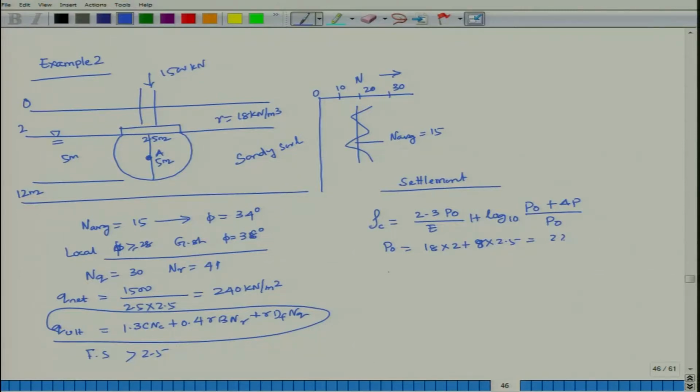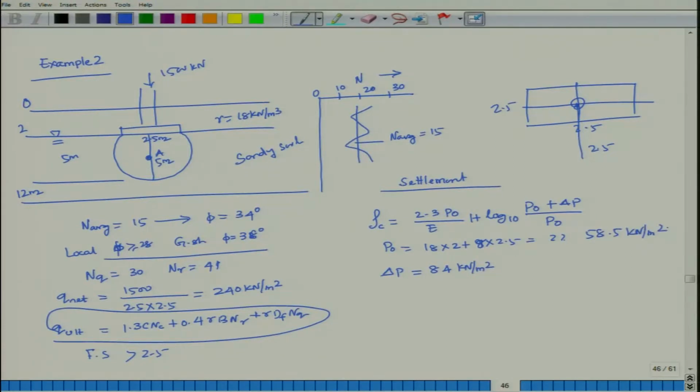Now, calculate your delta P. Delta P again, same thing you can calculate. This is 2.5 and this is your 2.5 at the center. So put it, so it becomes a corner at a depth of 2.5, and the depth is also 2.5. You can very easily calculate your delta P. So, delta P comes out to be 84 kilonewton per meter square. Here it is your 58.5 kilonewton per meter square.